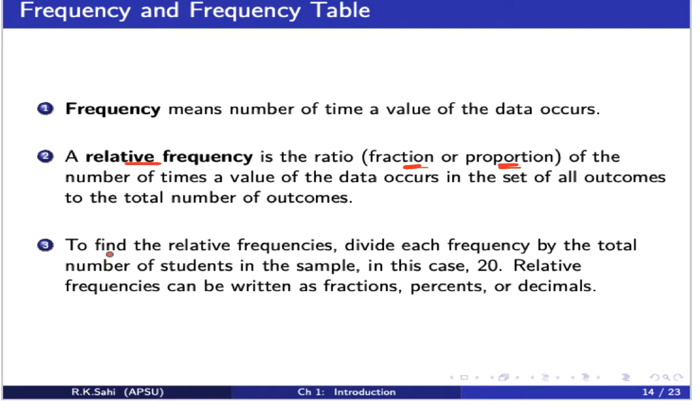Now, if you want to find the relative frequencies, we look at how many times a certain category was happening, and we divide it by the total number of all the subjects or entities which were present in that sample or population. Relative frequencies can be written in terms of fractions, percents, or decimals. So this is just a little theoretical background. We are going to look at an example to explain what a frequency in a frequency table means, which will make it much easier to understand.